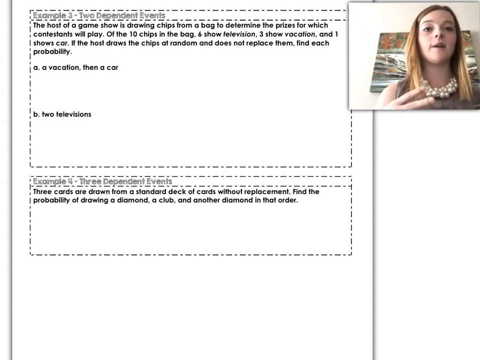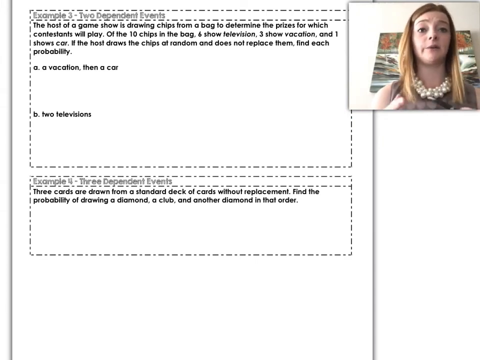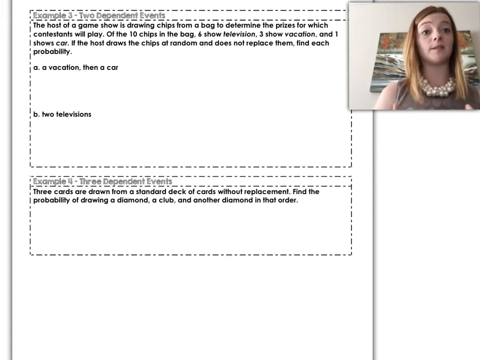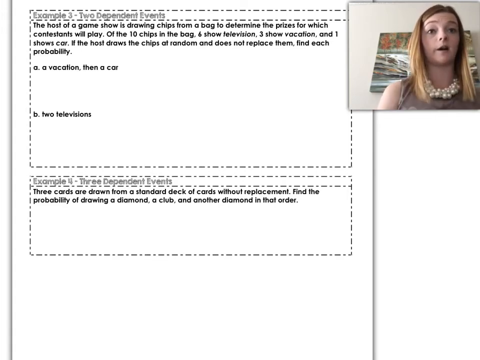All right, so now we're into 2 examples that are going to deal with dependent events. I'll talk about why they actually will be dependent events and what the key words are in the examples.